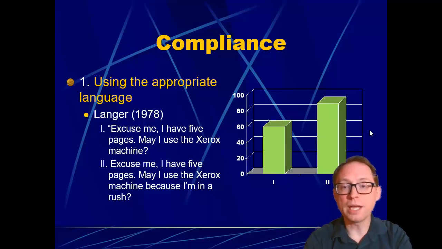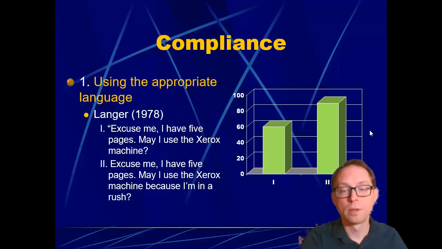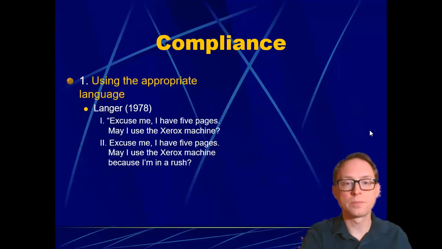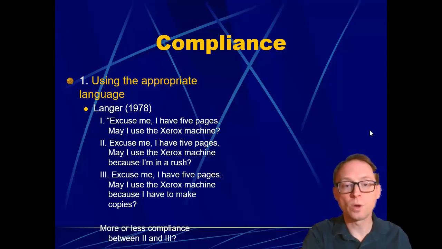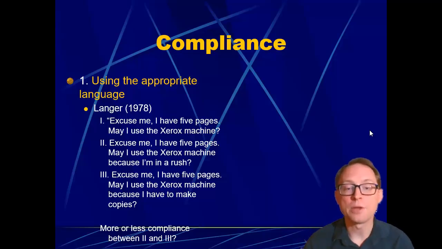In this particular case, though, it was in the 90s, right? It was close to 90% when people were said, hey, can I use the copies? I'm in a rush. When they were given a reason, even though the reason's kind of stupid, the person was more likely to comply. Now, what about this? There was a third condition. May I use the Xerox machine because I'm in a rush? That's one thing. But what if they said, I have 5 pages. May I use the Xerox machine because I have to make copies?